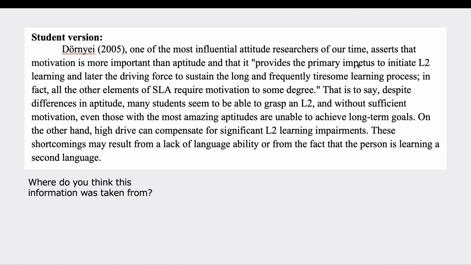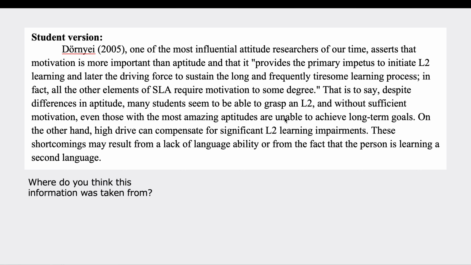In fact, even this quotation here, you can see the quotation marks at the end of the first sentence there. Even the quotation was paraphrased, ironically. It was not even quoted directly. Where do you think this information was taken from, though?